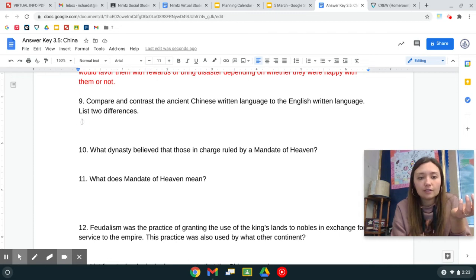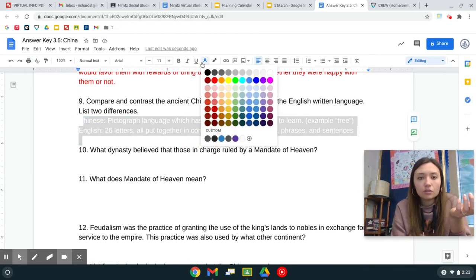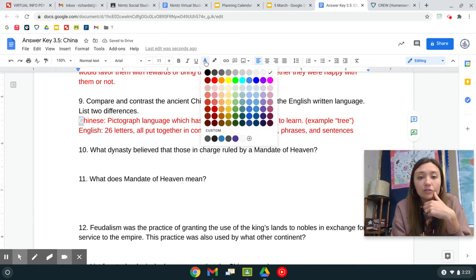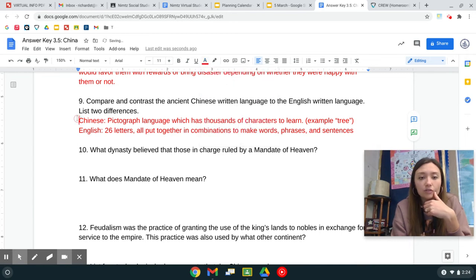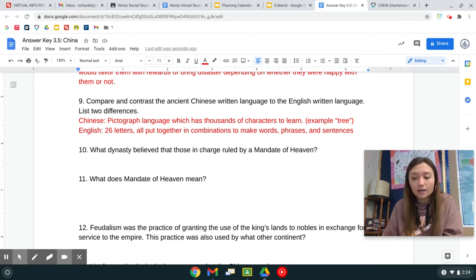Number 9, compare and contrast the ancient Chinese written language to the English written language. List 2 differences. All right, so 2 differences here would be the Chinese. They mainly had their language in pictographs, okay, which means pictures. So they had picture language, and it has thousands of characters to learn. And if you looked in your book, we'll go look at that right now. If you look in your book, you would have noticed that they had a specific character that looked like a tree, and that's what it meant. It meant tree, right?